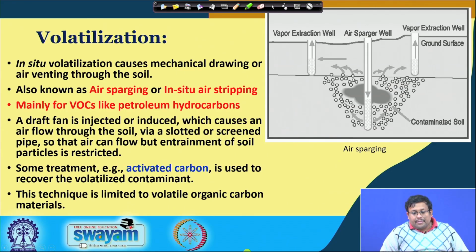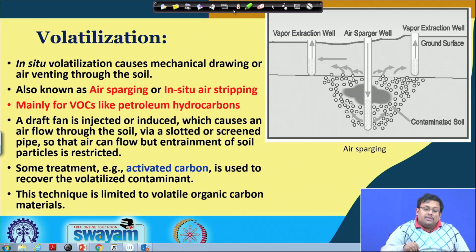So, let us start with volatilization. The volatilization process is described in this picture. What is volatilization? In situ volatilization causes mechanical drawing or air venting through the soil. So, we can incorporate air into the soil or draw the air from the soil, and during this process we can remove some of the important contaminants. The other name of this in situ volatilization is air sparging or in situ air stripping.